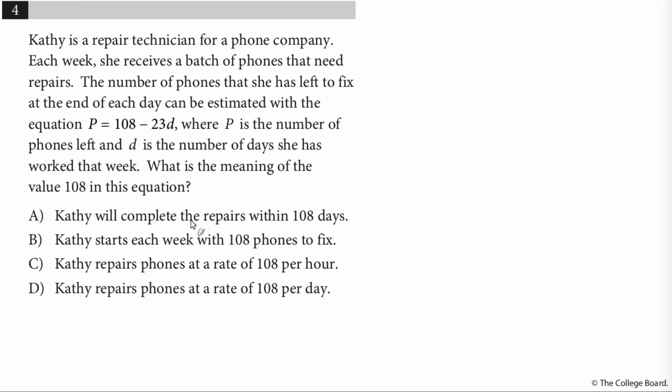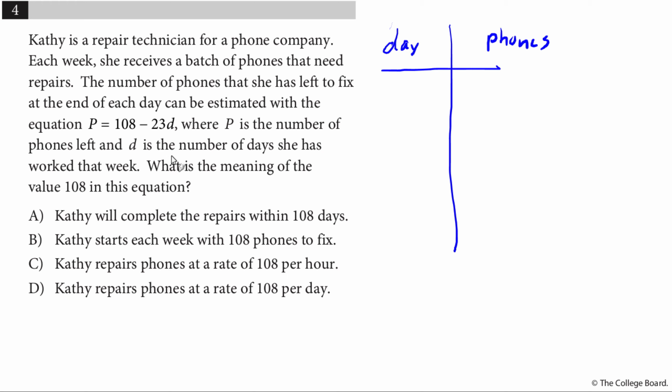So in here, if I start thinking of this, let's count this, 7 days in a week. So we'll say day and phones left. So at the very beginning, she has worked 0 days. And I can see that when I put 0 into here, I get 108 minus 23 times 0, which will give me 108. Now that already tells me the answer, but let's just follow along and see what the 23 means as well.